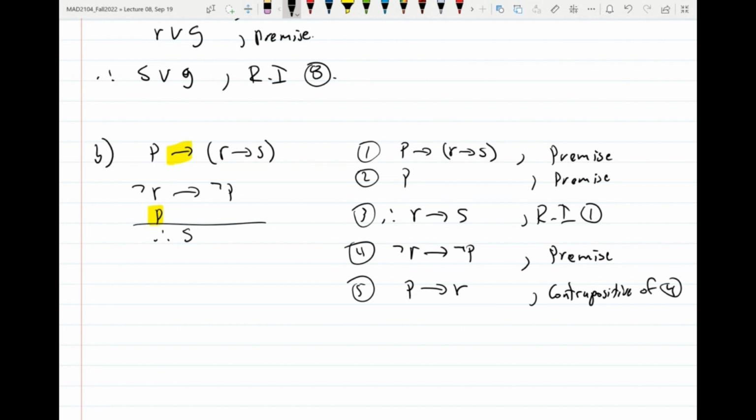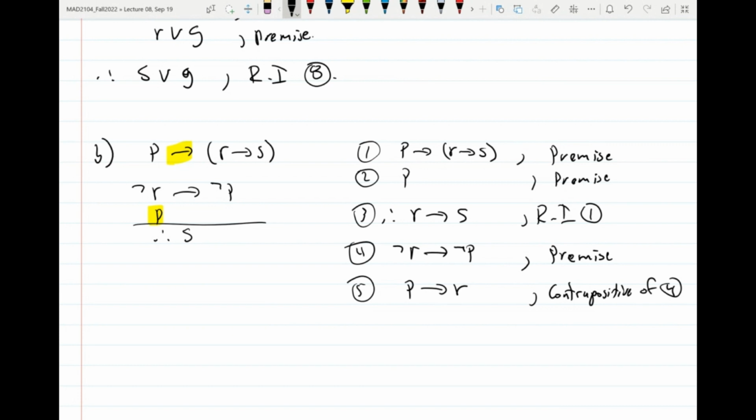That's the contrapositive of number 4. That's why you should label the steps so that when you justify, you can refer to your previous steps. Okay? This is true because this is the contrapositive of number 4. Remember, contrapositive means flip and negate both. So the negation of the negation P is P, negation of R is R. Do you understand this? Okay, so now we have P implies R.